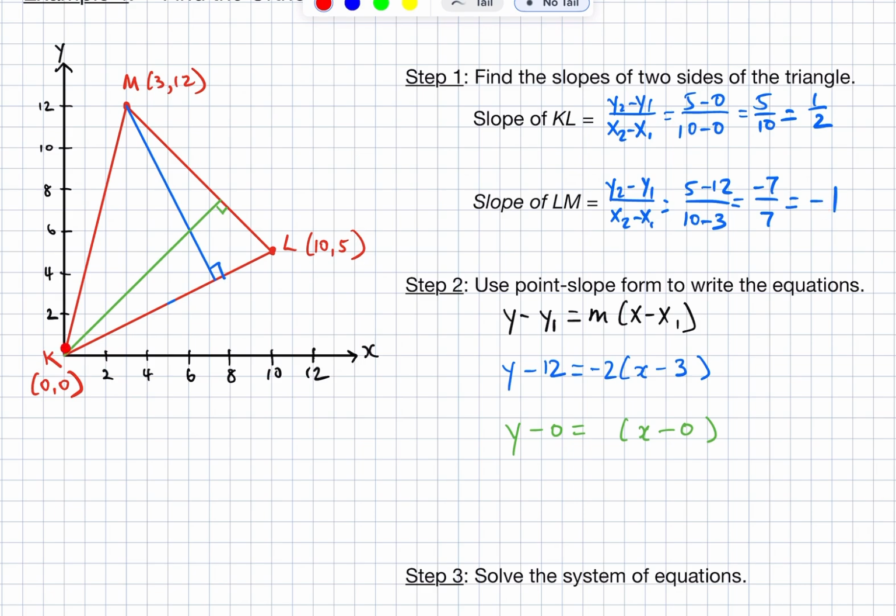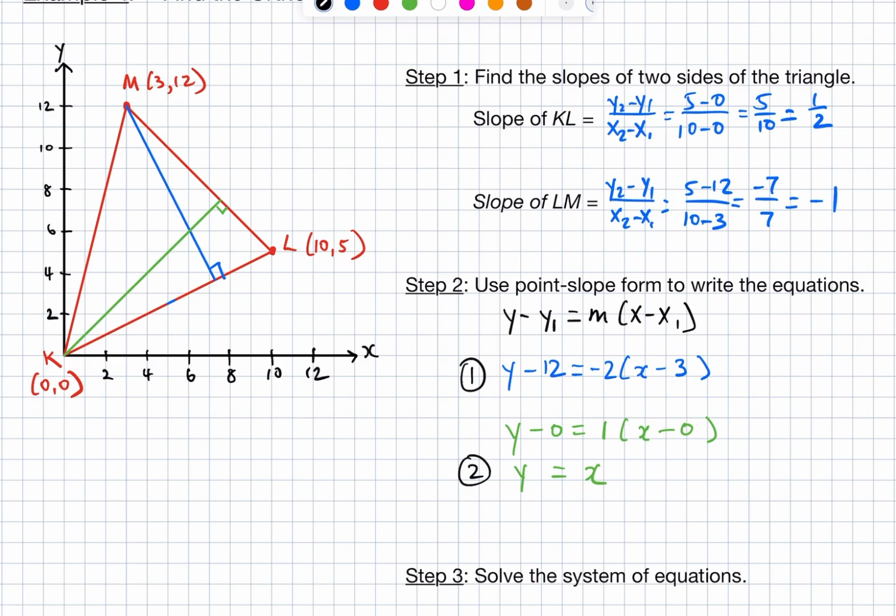To find the slope of this perpendicular line, we would have to find the negative reciprocal. So if we take the reciprocal of -1, it's still -1, and then we take the negative of that, so a negative of a negative is a +1. So then my slope is 1. Okay, so this then simplifies to y is equal to x. Okay, so now we've established two equations. This is equation 1 and this is equation 2.